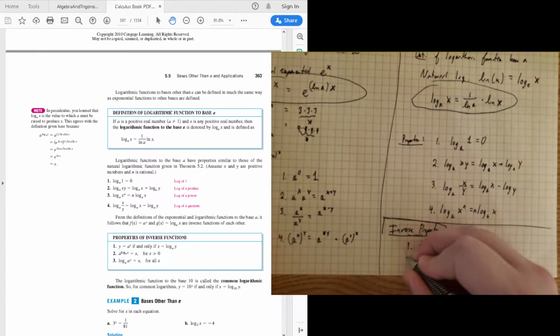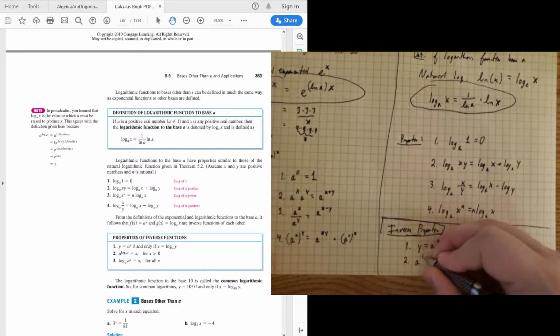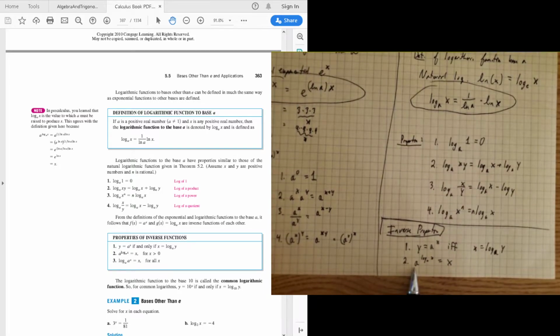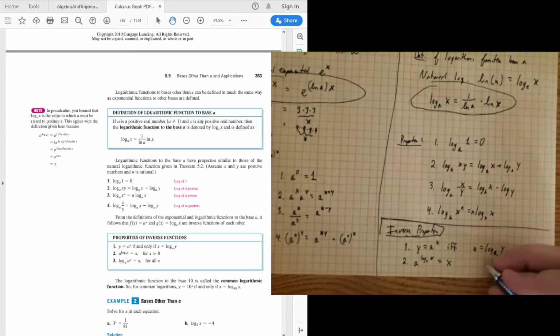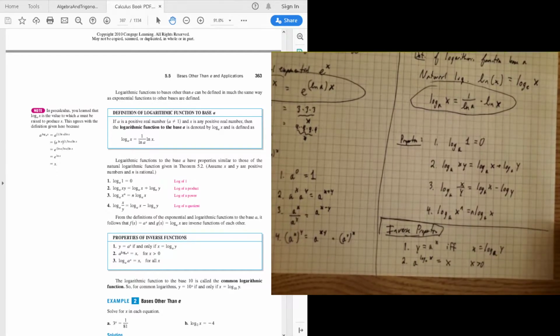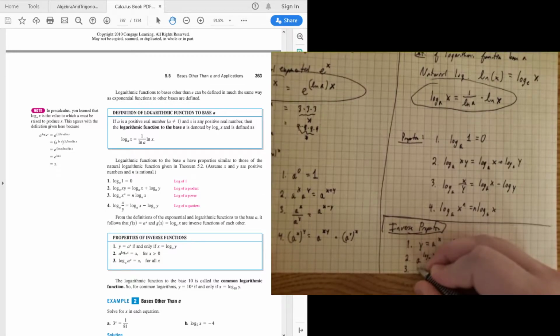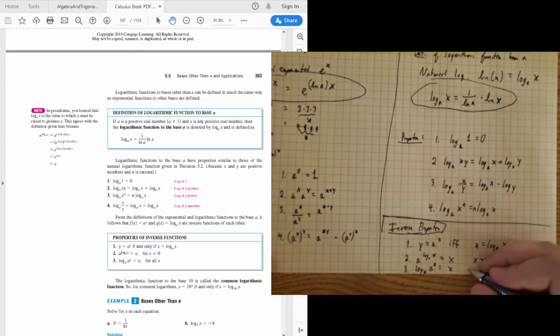2. A to log base a of x power is equal to x. So in other words, the a, which is a base, and the log, which is a power, cancel, leaving just x by itself. And this is true as long as x is greater than 0. And finally, the opposite of this, number 3. Log base a of a to the x power is equal to x for all x.